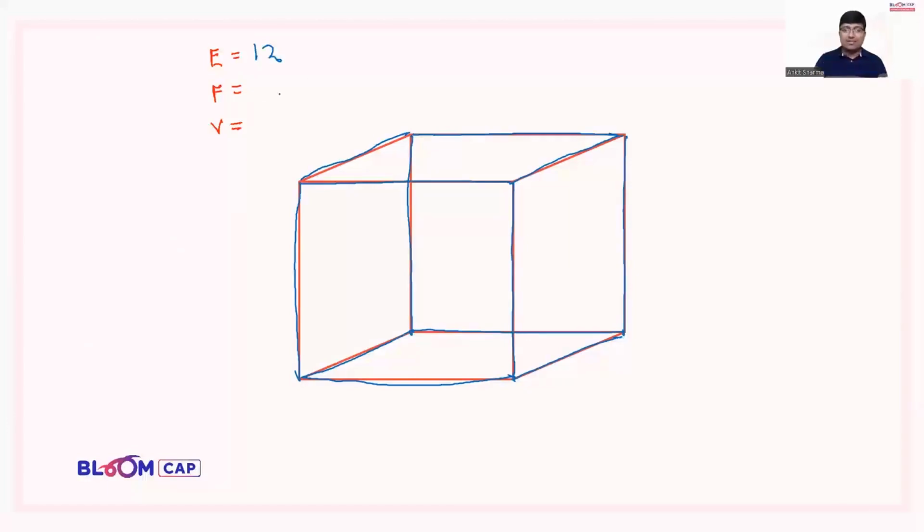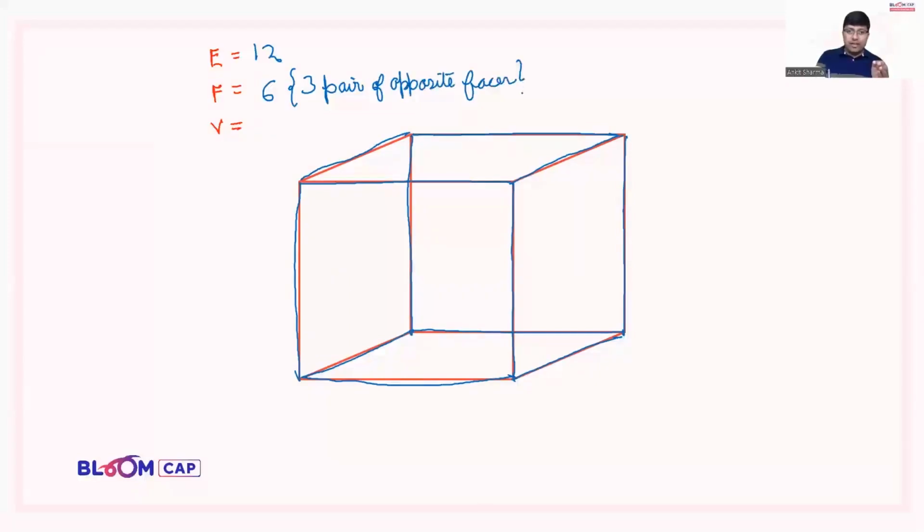Now if I talk about the faces, how many faces are there? You must have seen a dice. It had a total of 6 faces. On one face, 1 was there, on another 2, then 3, 4, 5, and 6. So a cube has a total of 6 faces. And these 6 faces can be better written as 3 pairs of opposite faces.